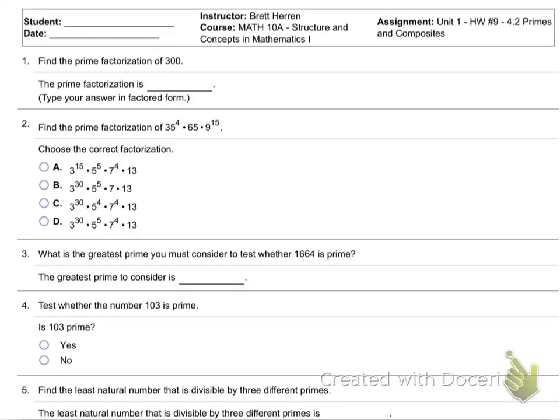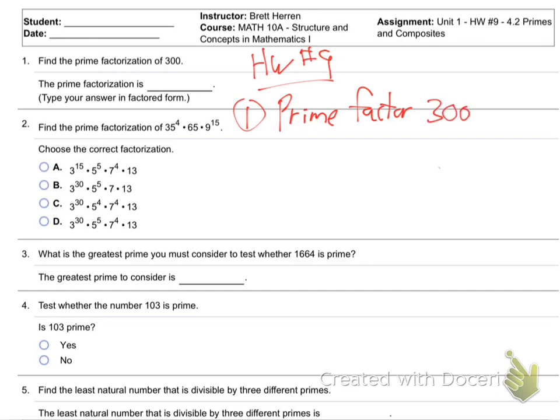Here we are, homework number 9. This will be due on Wednesday. So, prime factorization. Question number 1 is: find the prime factorization. Prime factor the number 300. So can we do that?